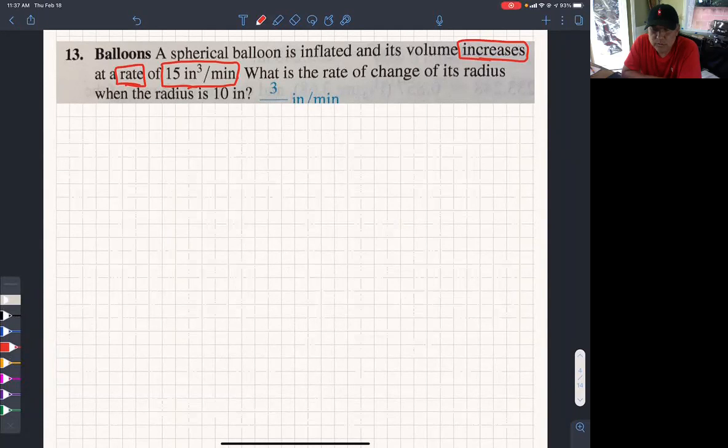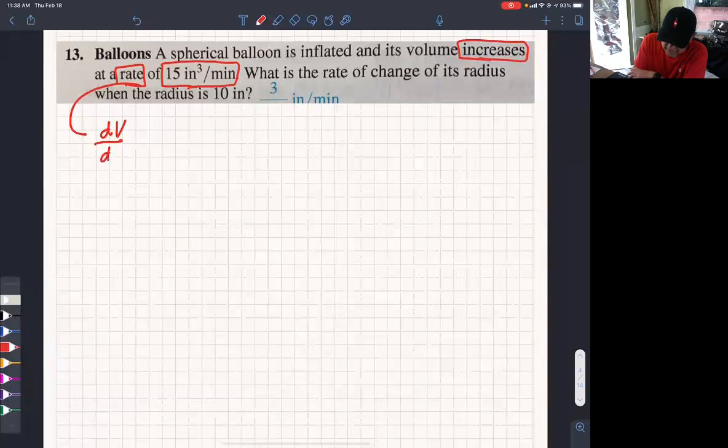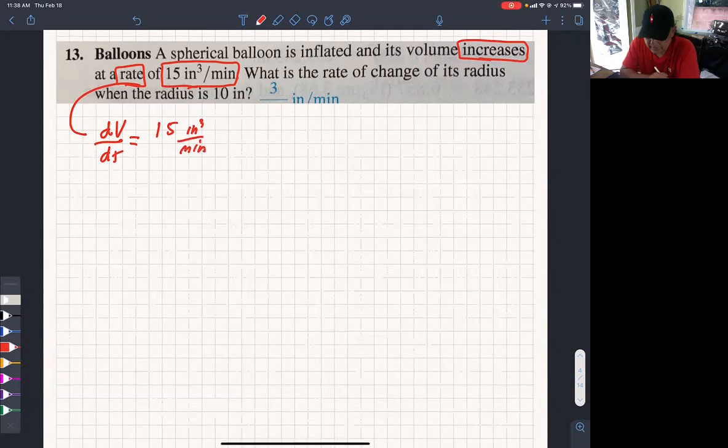So rate, when you see rate, hopefully you all see derivative. And when you think derivative, you should think a change in something over a change in something. So something's changing as something else changes. As you read this, something is changing in cubic inches as something else changes in minutes. And they tell you it's volume. So from that, you should see volume changes as time changes. And how much does it change? It's 15 cubic inches per minute.